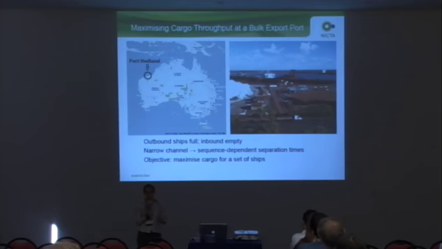So the separation time between pairs of ships depends on the order in which those ships sail. And the objective for this problem is to maximize the total cargo carried on this set of ships, because the amount of cargo carried depends on at what time of the tide the ship sails. And there on the right is just a picture from the control tower at Port Hedland. So you can see a couple of ships in the background.